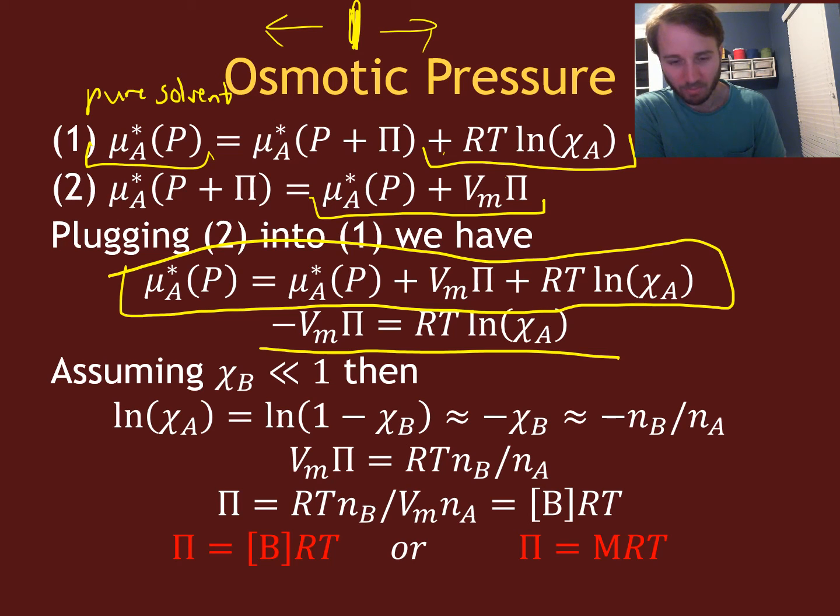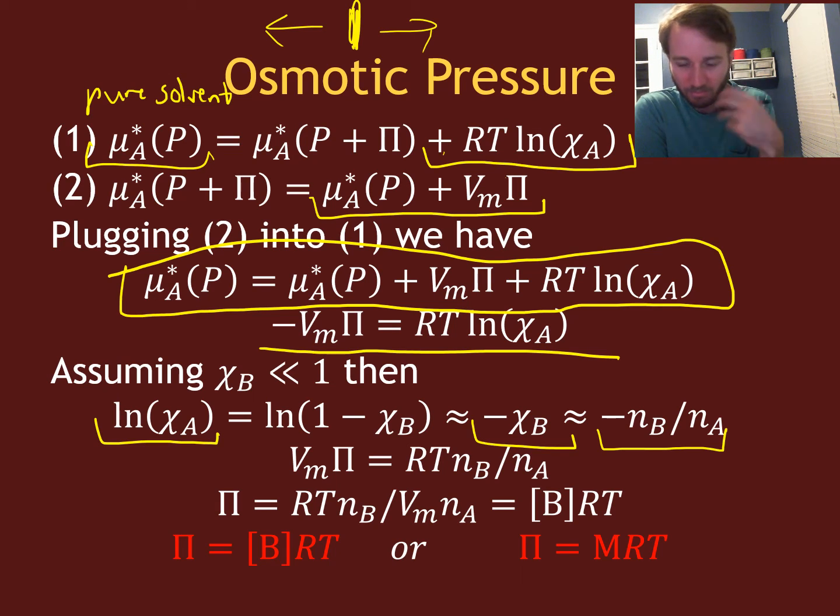Okay, we're going to assume that we have a dilute solution, so the mole fraction of the solute B is much less than 1, which is what we did for boiling point and freezing point changes. So this natural log of chi A is just related with the natural log of 1 minus chi B, which is approximately negative chi B, which is approximately the number of moles of B divided by the number of moles of A. Because again, we're assuming that chi B is much less than 1.